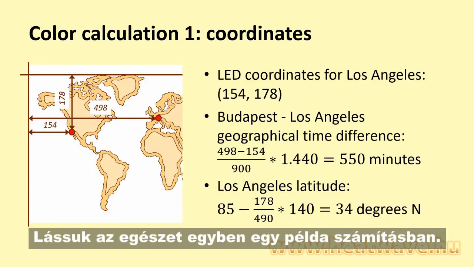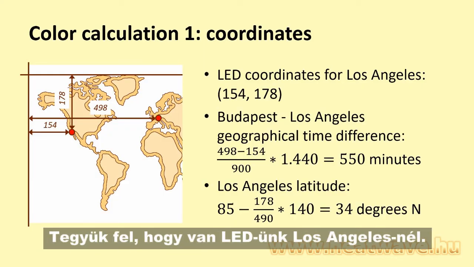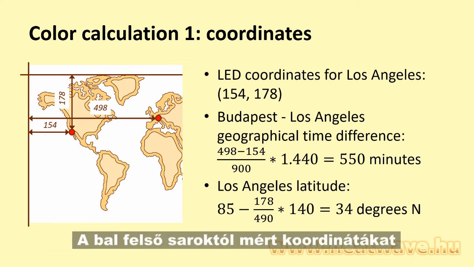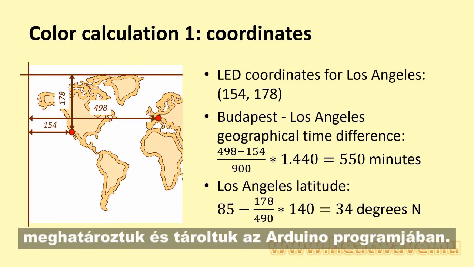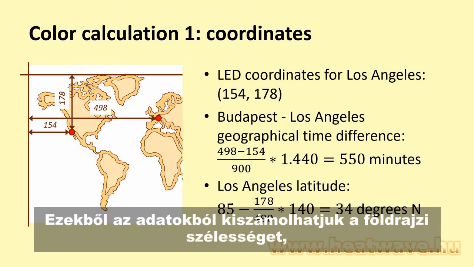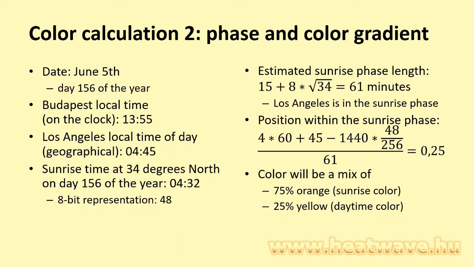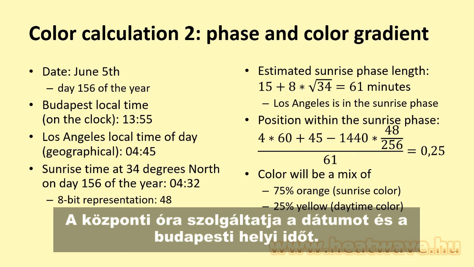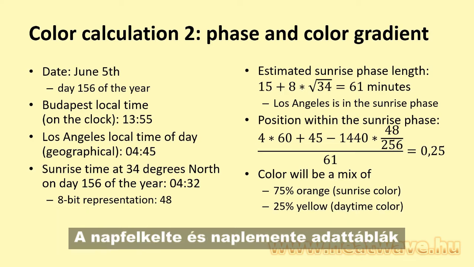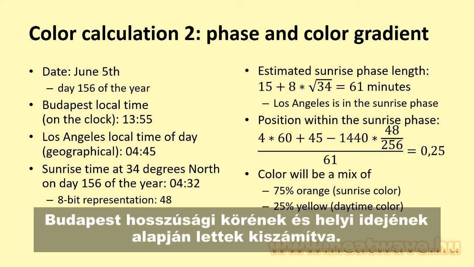Let's see all that summed up in a sample calculation. Assume we have an LED at Los Angeles. The coordinates from the top left corner are measured and stored in the Arduino code. From these numbers, we can calculate the latitude and the time shift compared to Budapest. The central clock provides the date and the Budapest local time. Sunrise and sunset time data tables were created based on Budapest longitude and local time.